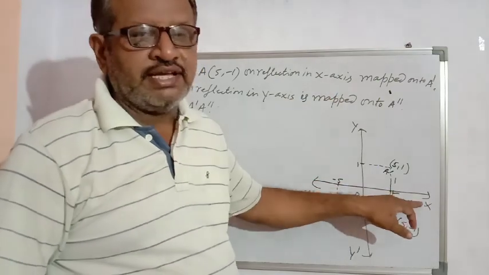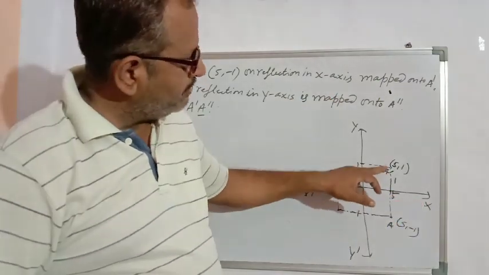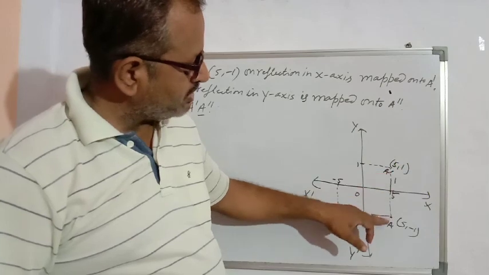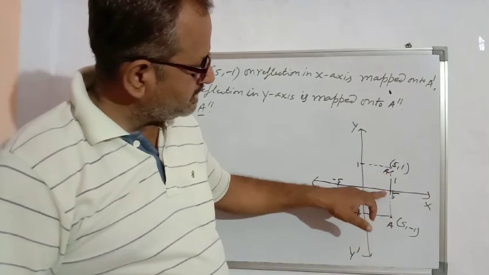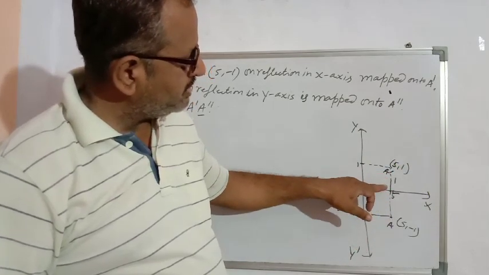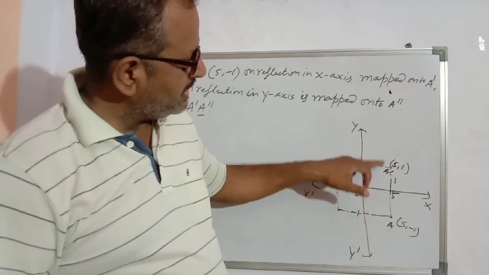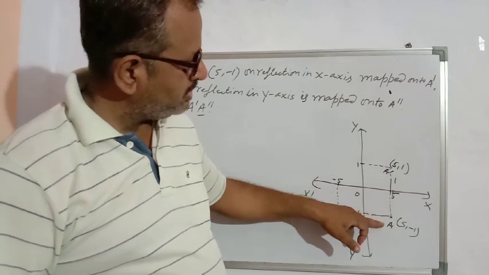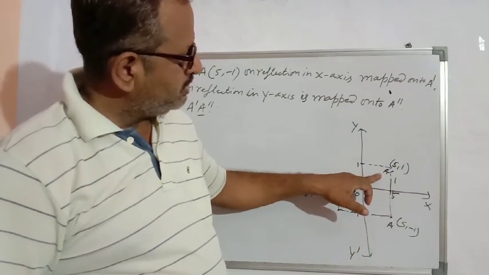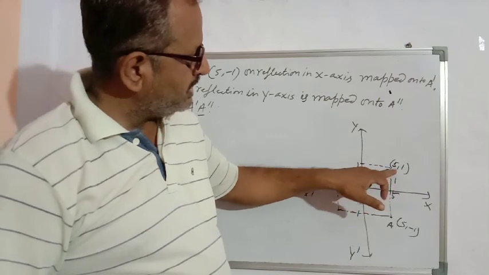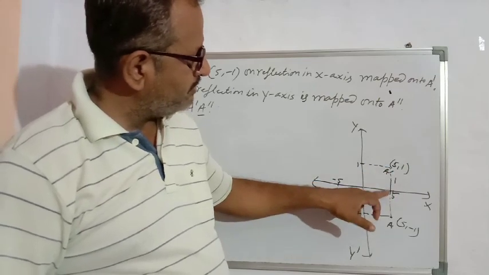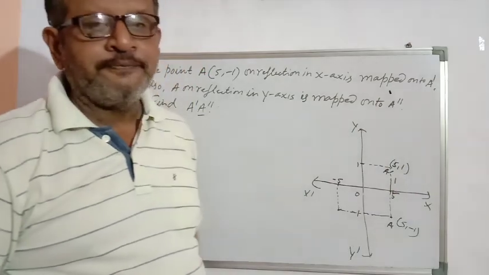So x-axis will act as a mirror, and image is formed at the same distance from the object. So this distance is 1 unit. Image will form at the 1 unit distance from the x-axis on the opposite side of the object. So what will be the coordinate of this point A dash? X is 5, y is 1, so 5, 1.